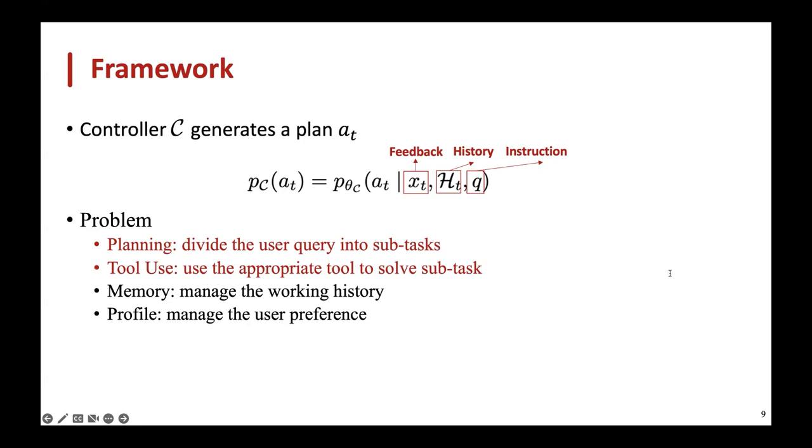So it has four key problems. First, how to divide the user query into subtasks. That is the planning. The second problem is how to use the appropriate tool to solve the subtask. The third is how to manage the working memory. And finally, how to manage the user preference. In today's talk, we will focus on the planning and the tool use.